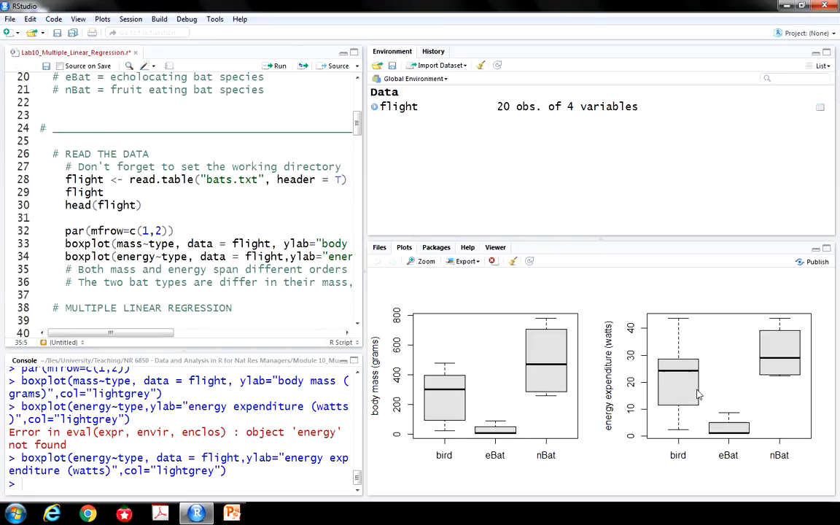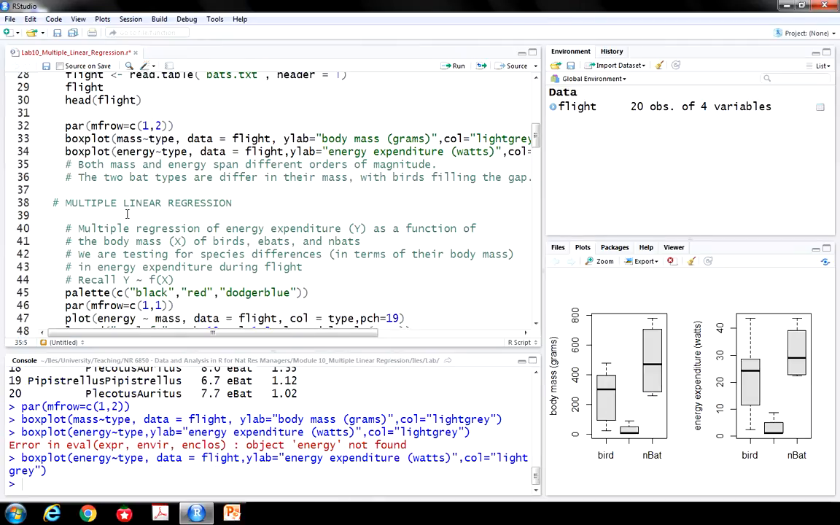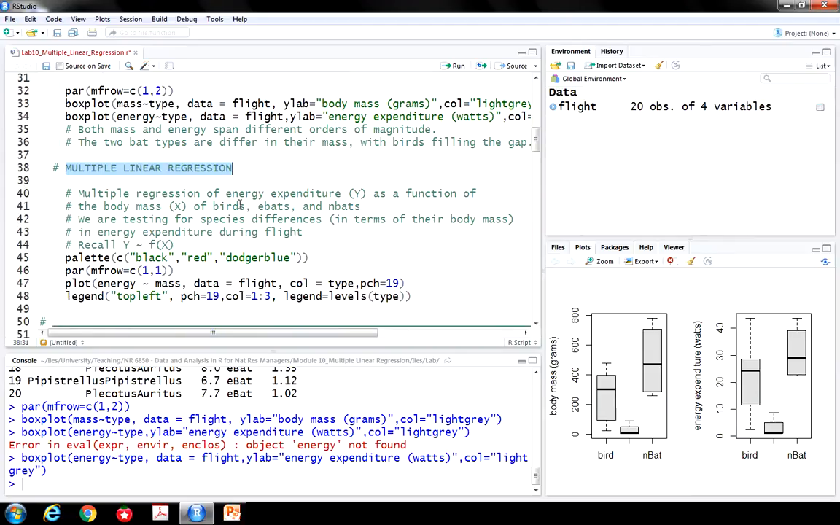And I can see a very similar pattern with energy expenditure. So it looks like the smallest groups of species have the lowest energy expenditures, and the largest species, fruit-eating bats, have the highest energy expenditures in watts. Now ultimately I want to investigate the effect of both mass and animal type on energy expenditure, and I'll do that using a multiple linear regression where I incorporate both of those predictor variables as potential predictors of energy consumption.